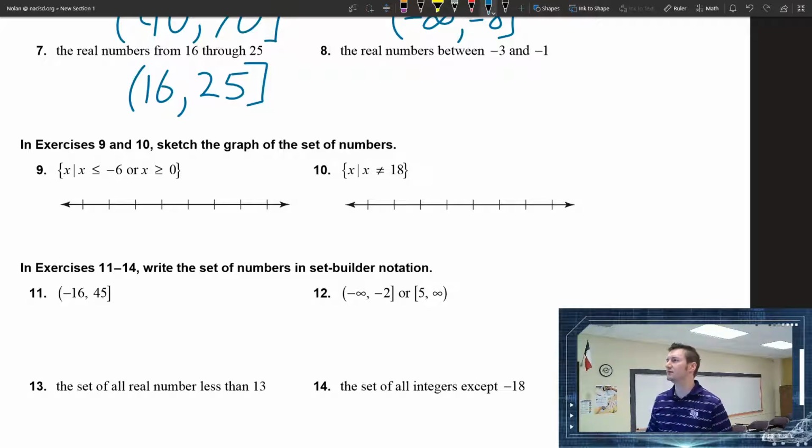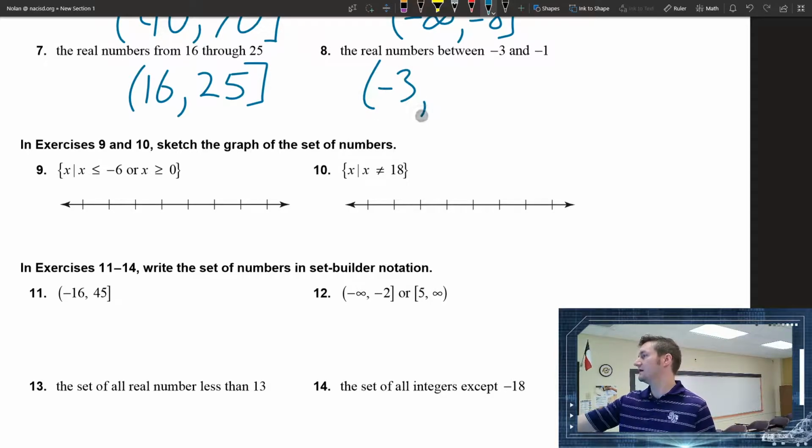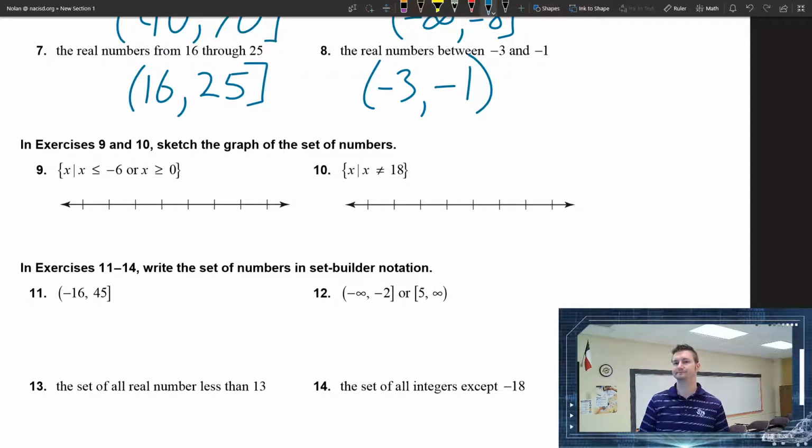Number 8, the real numbers between -3 and -1. Now it says between them. It doesn't say that it's including them. It says that it's between them. So we're not going to include -3, and we're not going to include -1. It's all the numbers between those two.